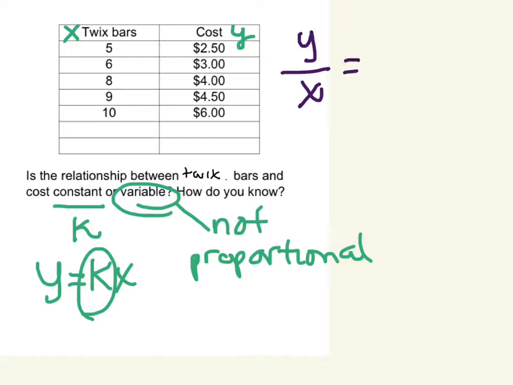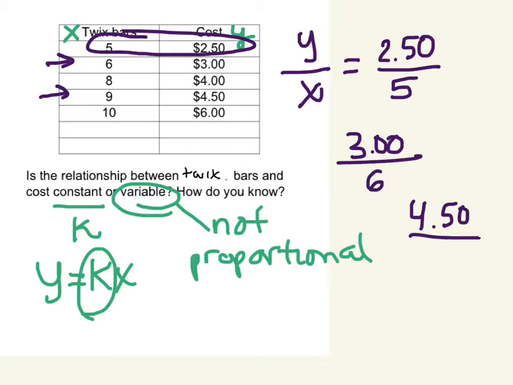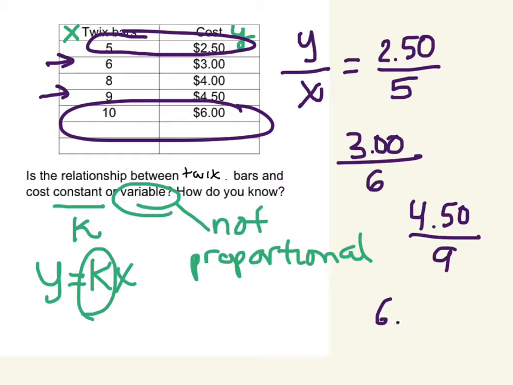So I'm going to test out some of the ratios from my table. I'm going to test out right here, y over x would be 2.50 over 5. I'm going to do 3 over 6. I'm going to do 4.50 over 9. And I'm going to do 6 over 10. Now in my calculator, I'm going to calculate what each of these are.